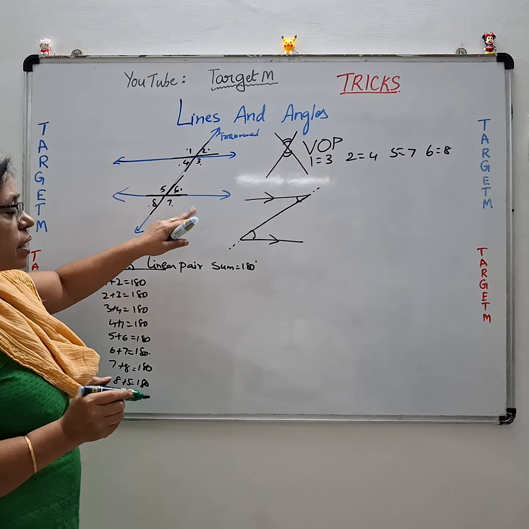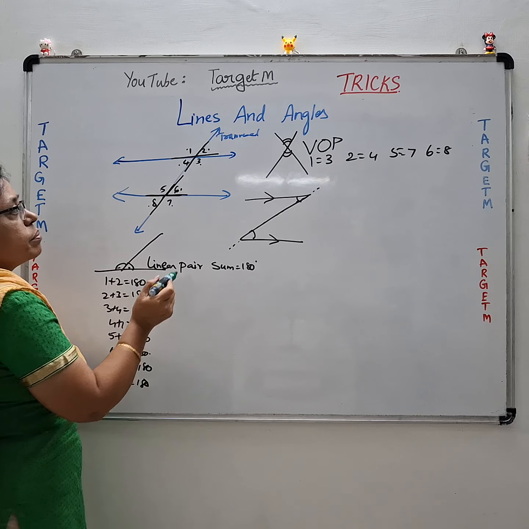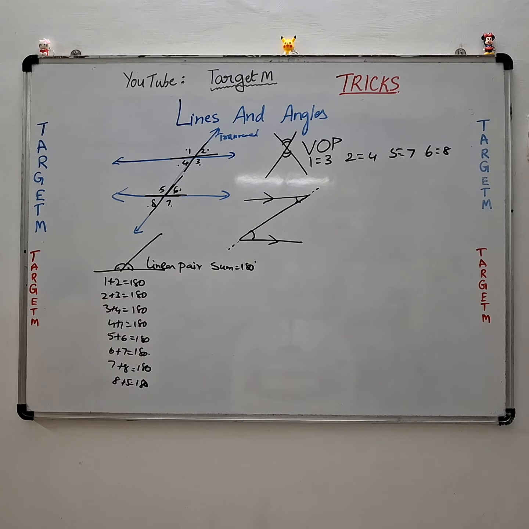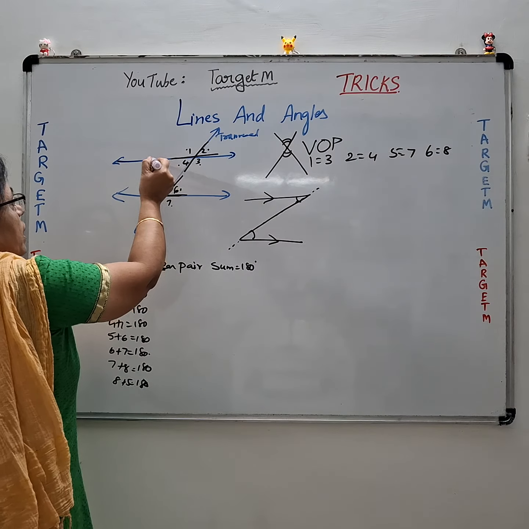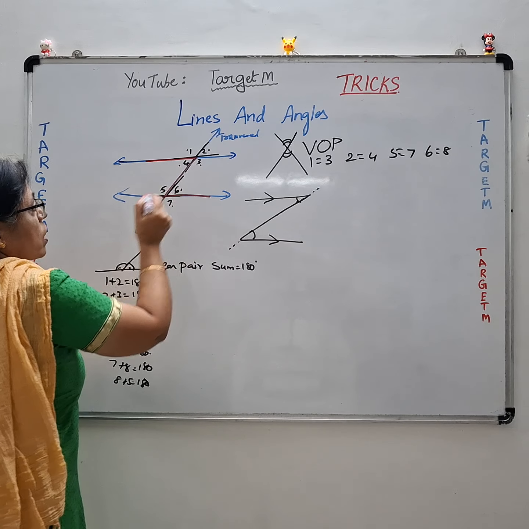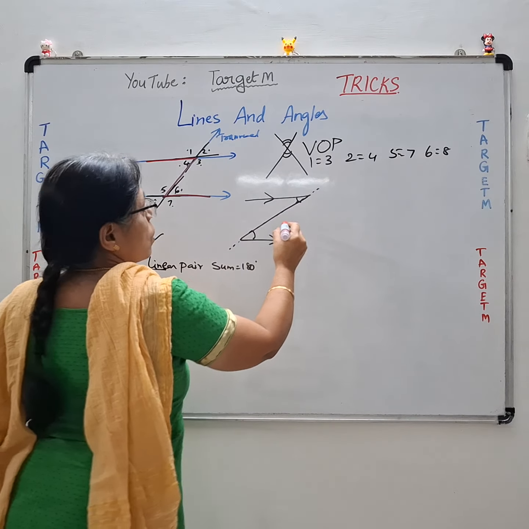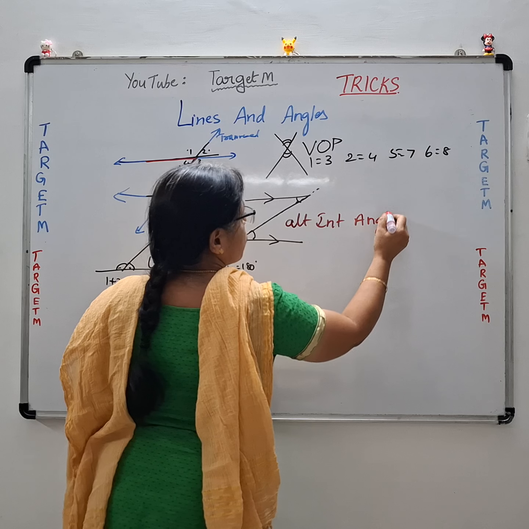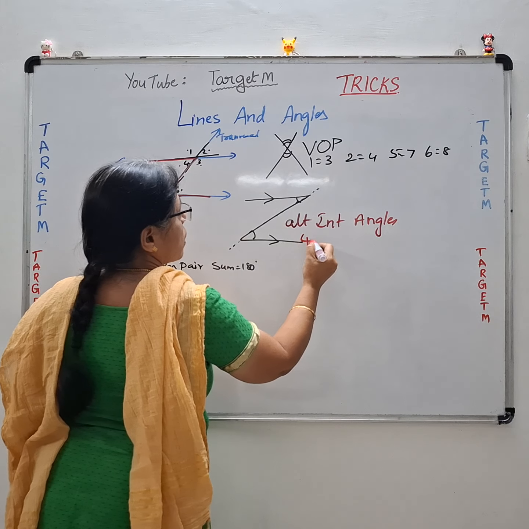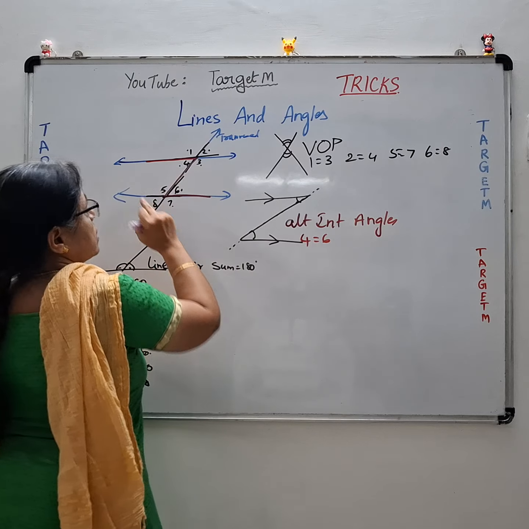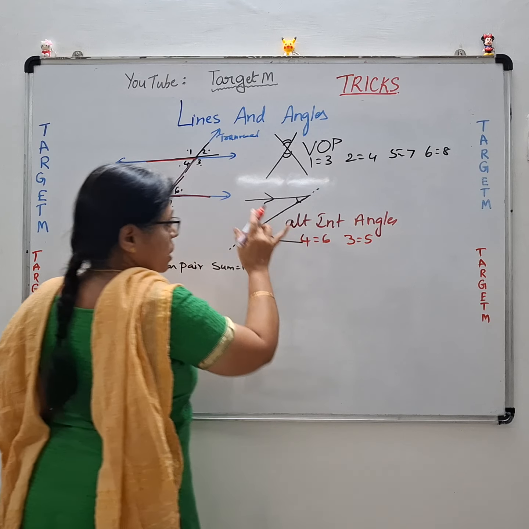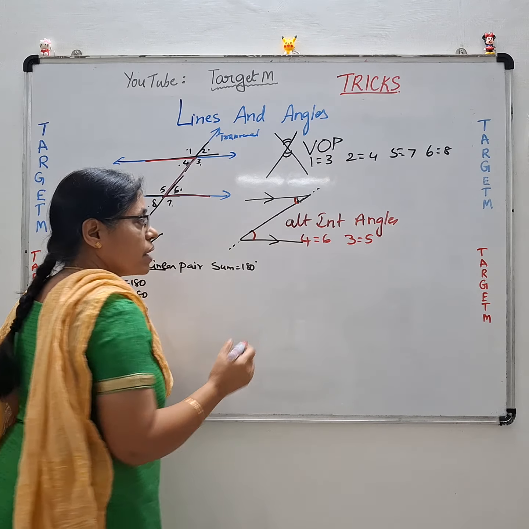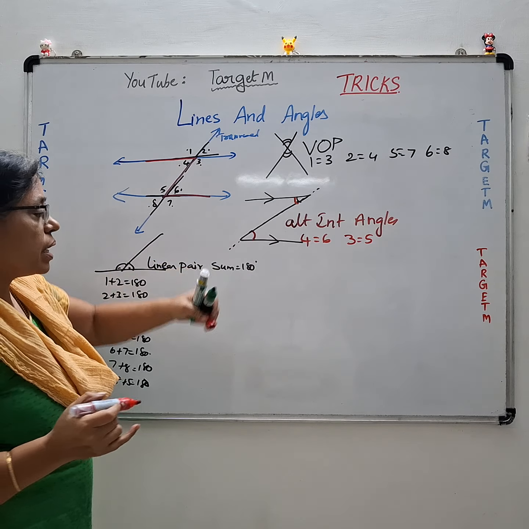Now if you see this figure, what are the alternate interior angles? You need to take the Z shape figure. What are the Z shape figures here? You can see there is a Z shape here. So clearly 4 is equal to 6. That is, angle 4 equals angle 6 and you can say 3 is equal to 5. Remember the Z shape figure. So these two angles will be equal. The angles are called alternate interior angles and the shape is the Z shape.